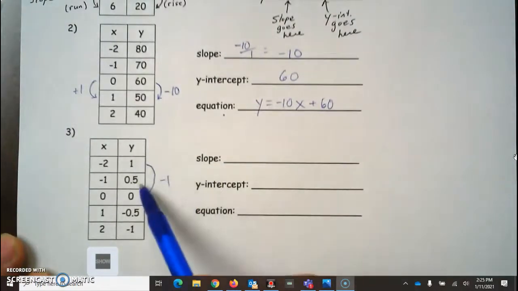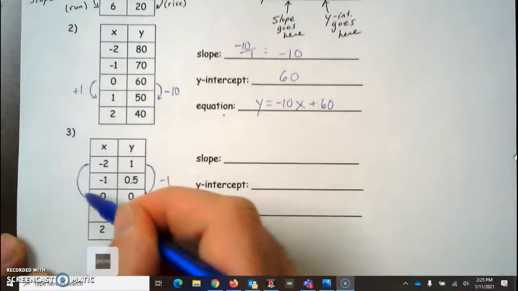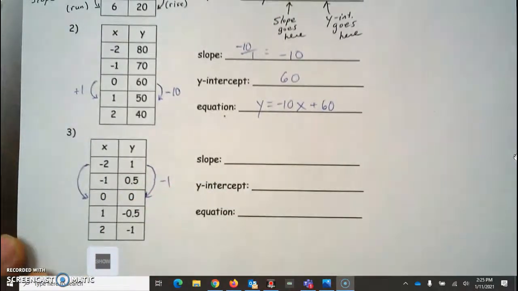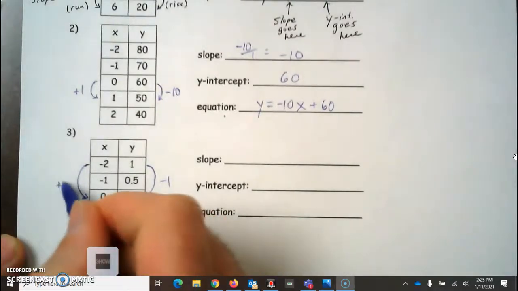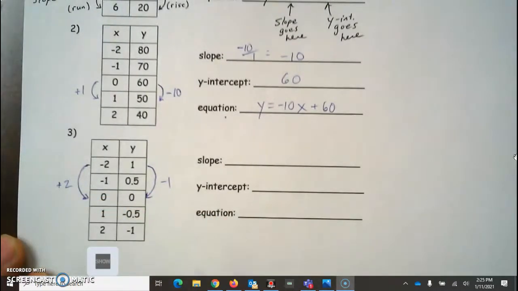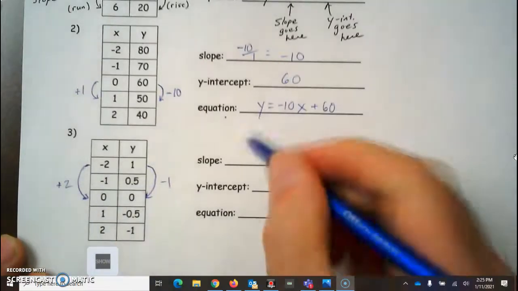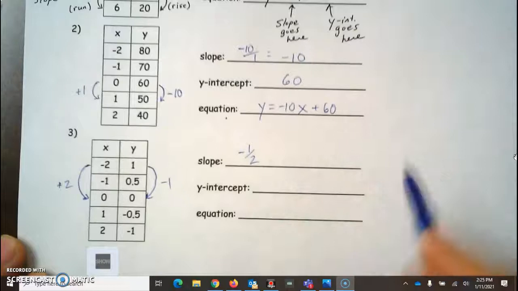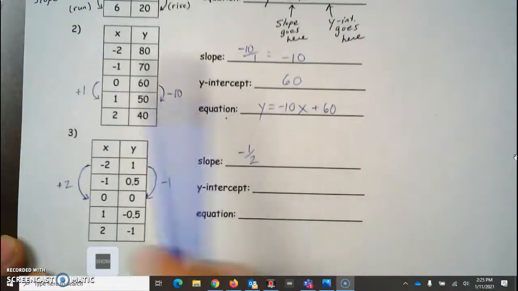Now if I jumped over this over here, I have to do the same thing. And from -2 to 0, think the number line, that's going to the right 2. So my slope is -1 over 2. Don't write these slopes upside down. Remember, rise over run, and that's written up there on the first one.